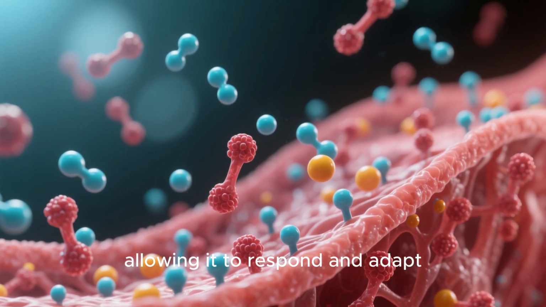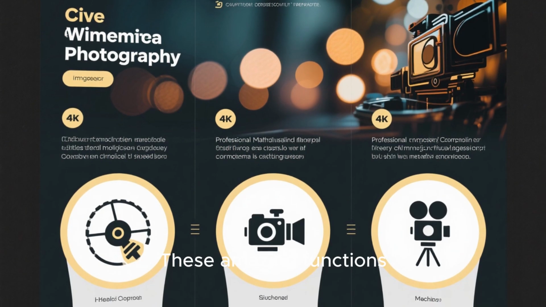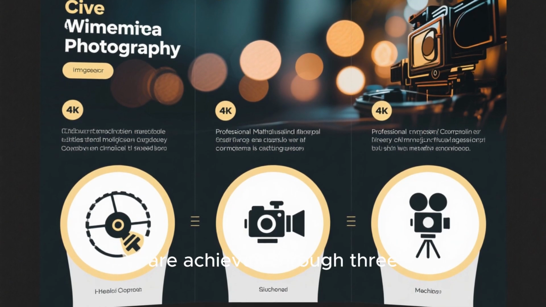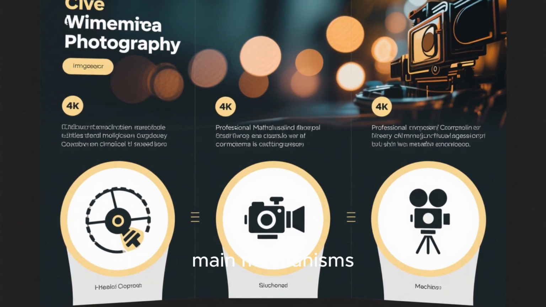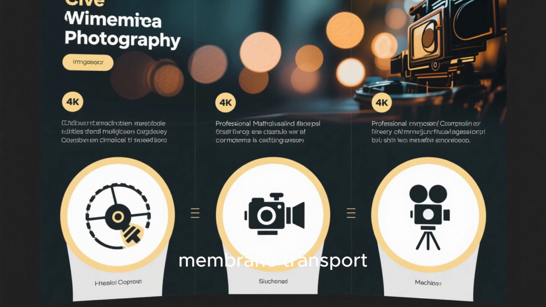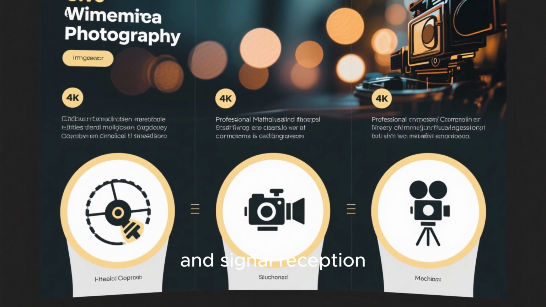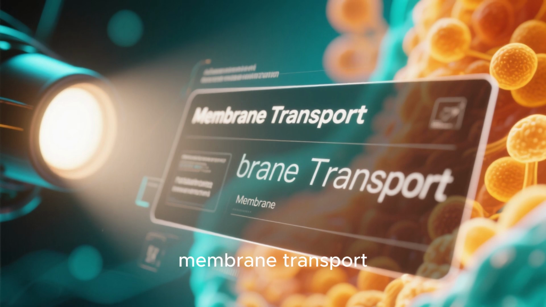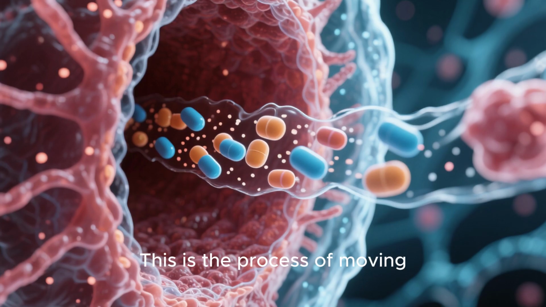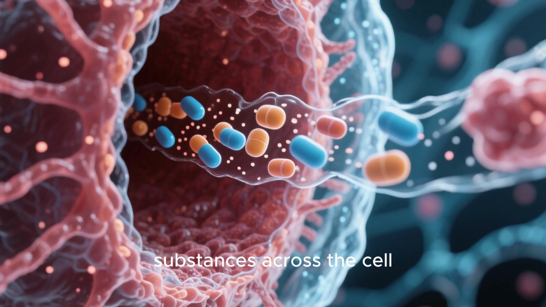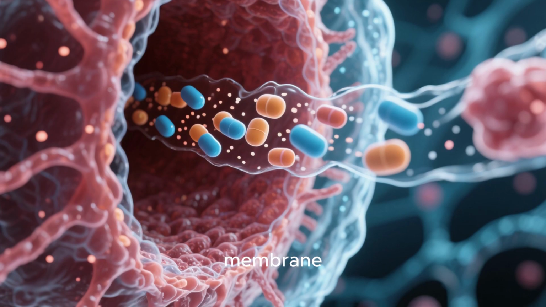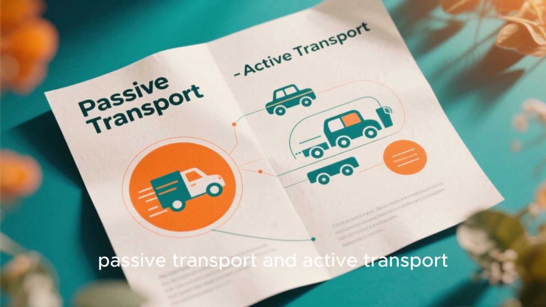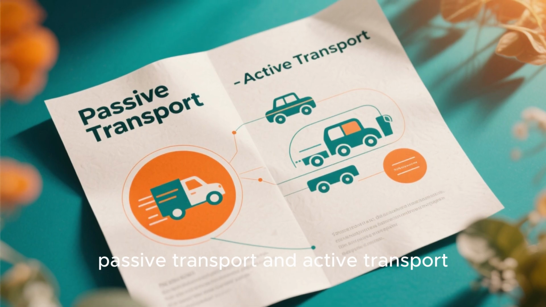to respond and adapt. These amazing functions, especially transport, recognition, and signaling, are achieved through three main mechanisms: membrane transport, vesicular transport, and signal reception. Today, let's focus on the first one, membrane transport. This is the process of moving substances across the cell membrane. There are two major types of membrane transport: passive transport and active transport.